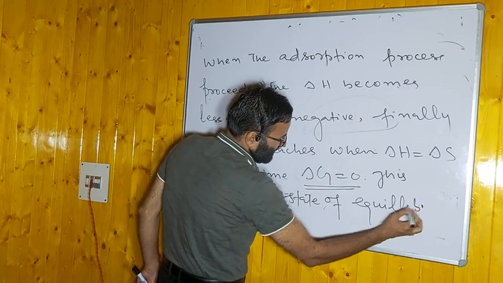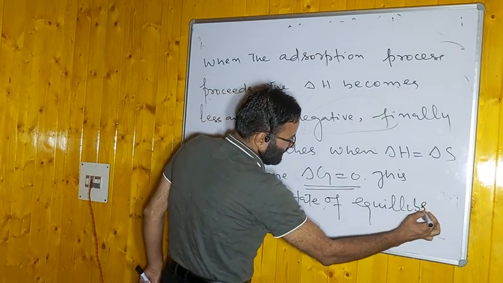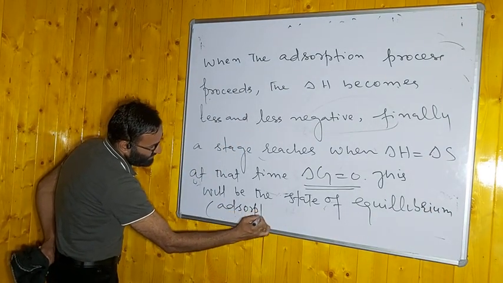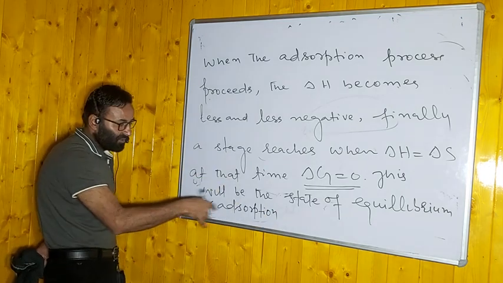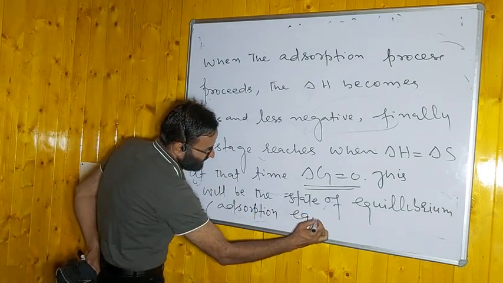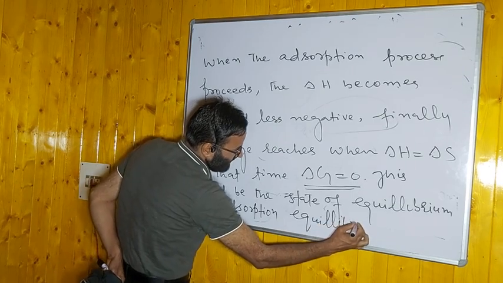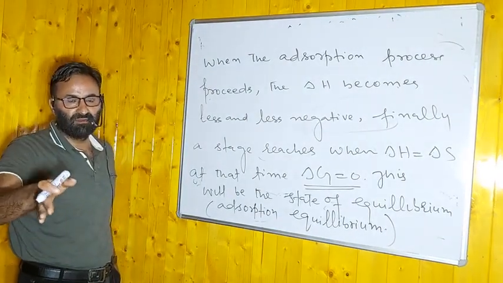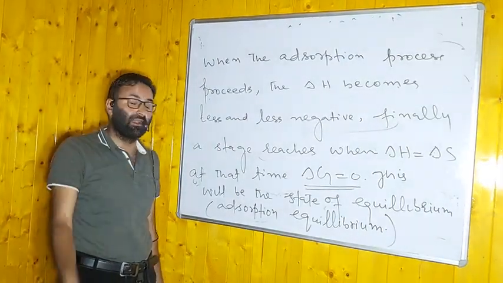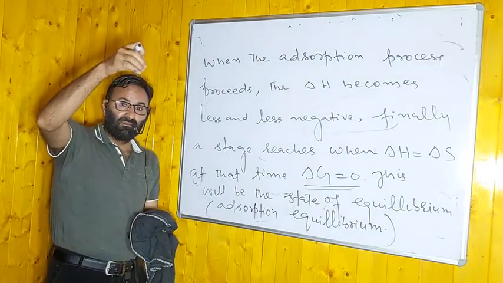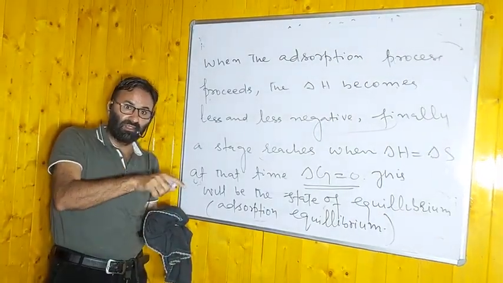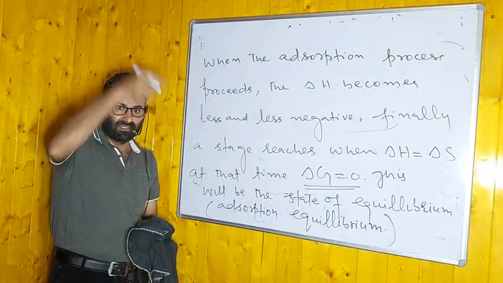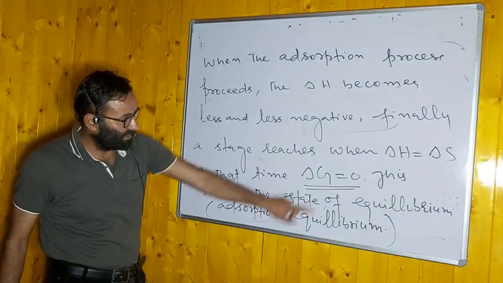Delta G is equal to 0. What does it mean? This is the state of equilibrium, and this equilibrium is known as adsorption equilibrium. When equilibrium is attained in the adsorption process, it is known as adsorption equilibrium. You have to mention, initially the adsorption is spontaneous, but when it proceeds, a stage will reach when there is equilibrium. It means that the number of particles which get adsorbed will be equal to the number of particles which leave the surface. There will be two processes, adsorption and desorption. At that time, delta G is equal to 0.